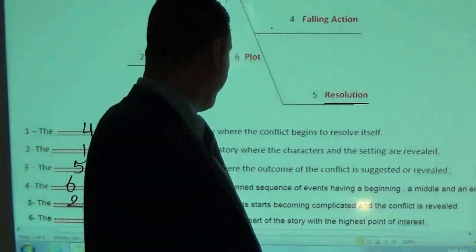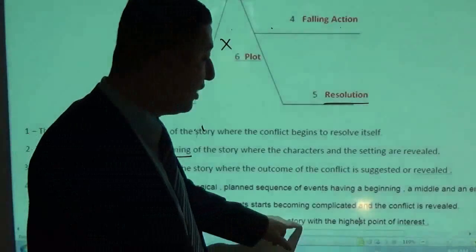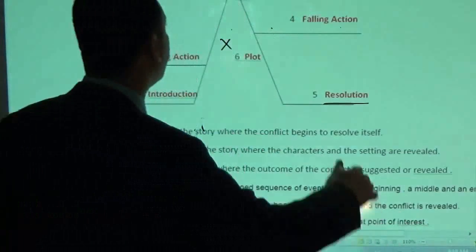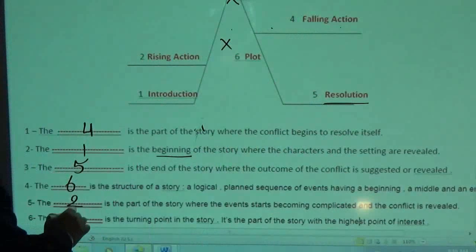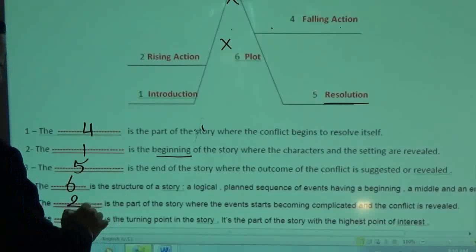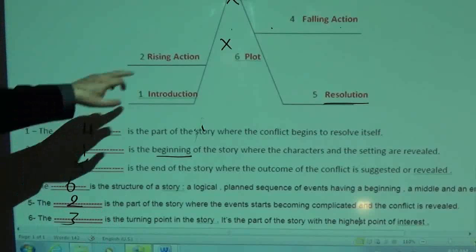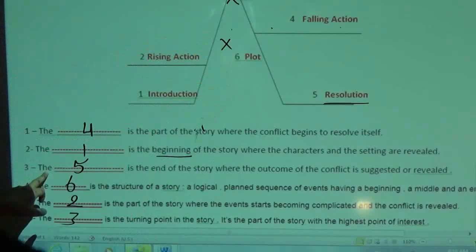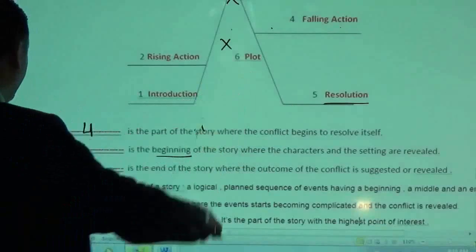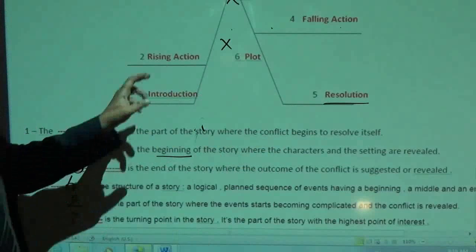Number six, the last one, is the turning point in the story, the part of the story with the highest point of interest. Highest point means climax. Climax will be number six. So, number one, falling action. Number two, introduction. Number three, resolution. Number four, plot. Number five, rising action. And number six is the climax.